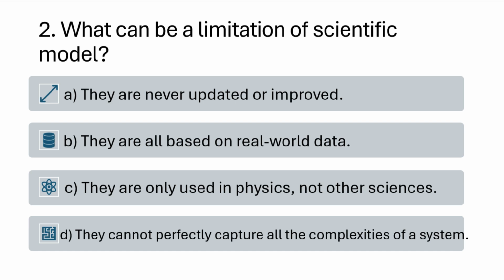2. What can be a limitation of scientific model? A. They are never updated or improved. B. They are all based on real-world data. C. They are only used in physics, not other sciences. D. They cannot perfectly capture all the complexities of a system.